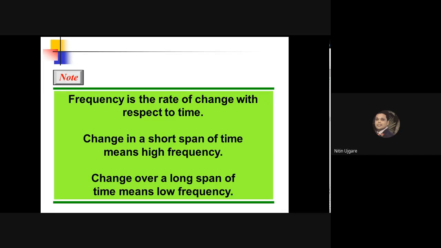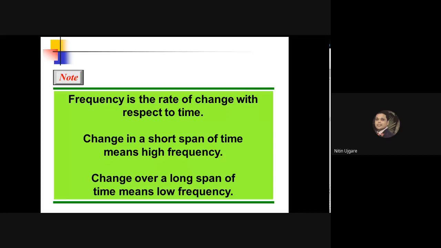If the value of the signal changes over a very short span of time, then its frequency is very high. If the signal changes over a long span of time, then its frequency is very low. So we can say that frequency is a measure of the rate of change of your signal with respect to time. If the signal changes within a short span of time, it has high frequency. If the signal takes a long time to change, its frequency is very low.